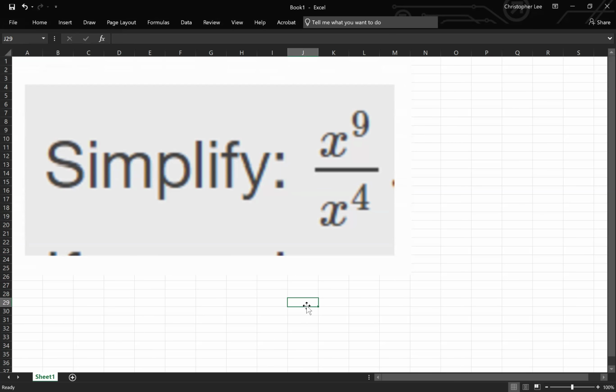All right. So a little bit of a blast from the past. I want to simplify this expression. Who remembers how to do this? Don't you just subtract the denominator from the numerator? Yes, exactly. So this is going to be x, top minus bottom. So 9 minus 4, which gives me x to the fifth power. And that's it. Any questions on this? Anybody?